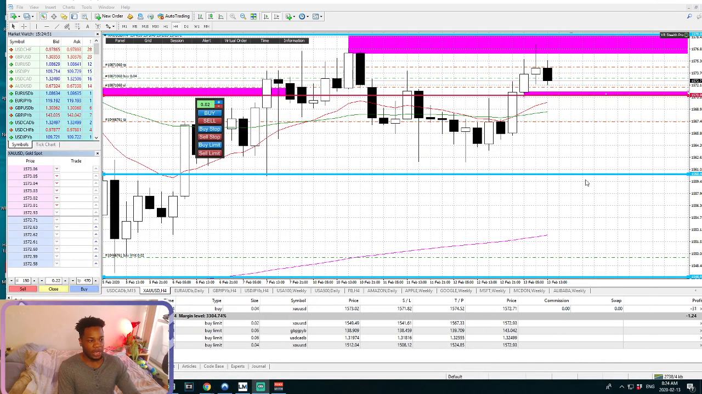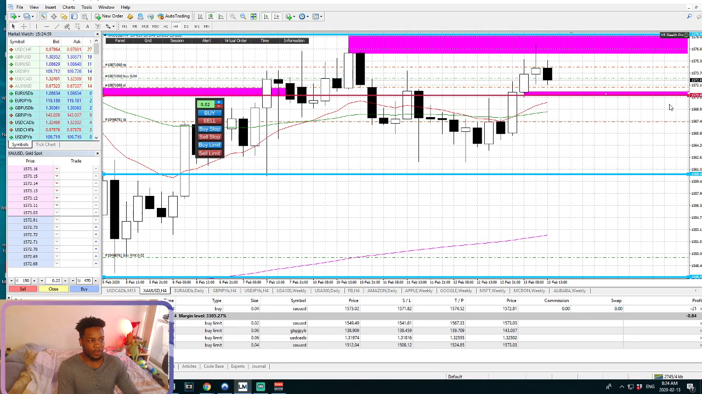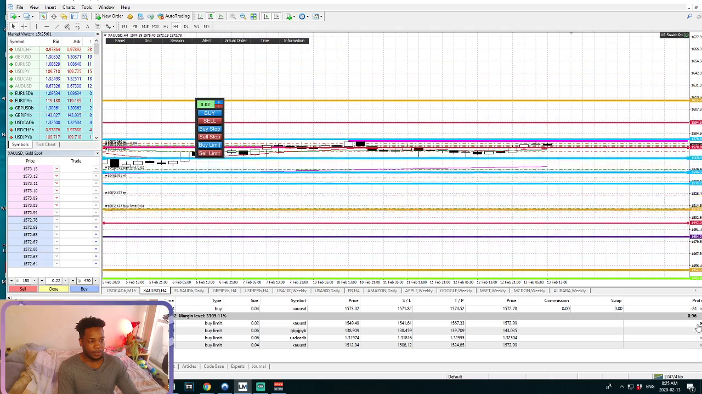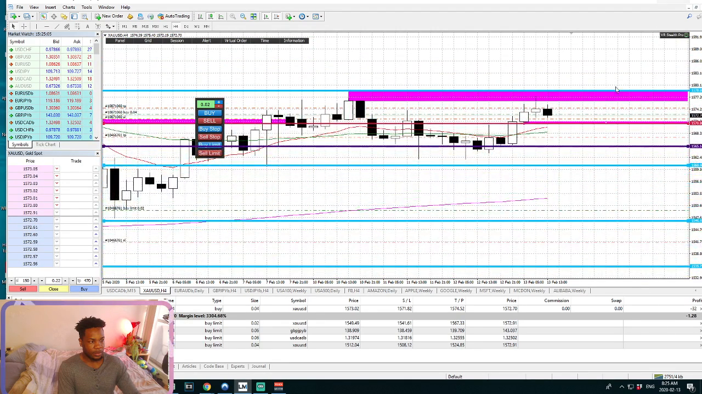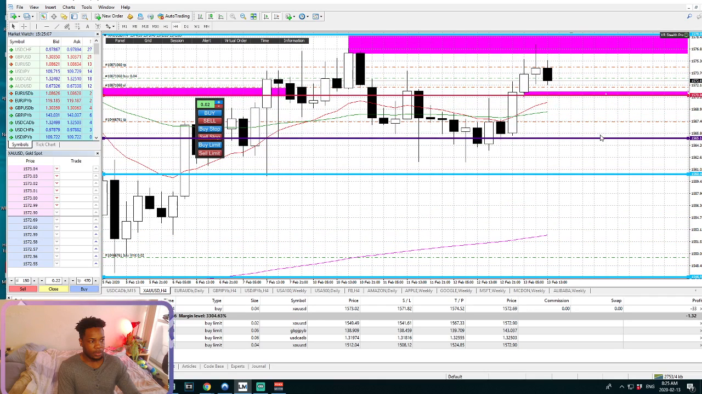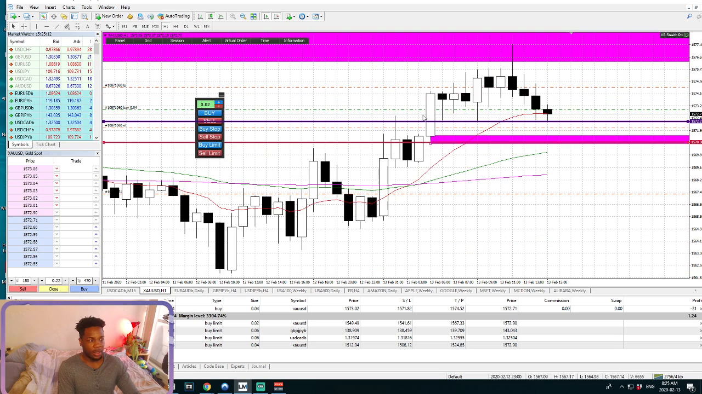All right, so let's see what the market's doing. Let's see, if we say that the market went down here, see it went to this resistance line here. It looks like it's going to reject off.